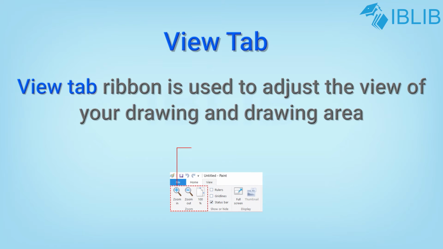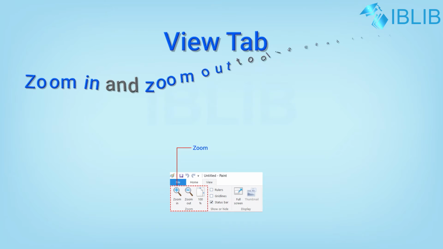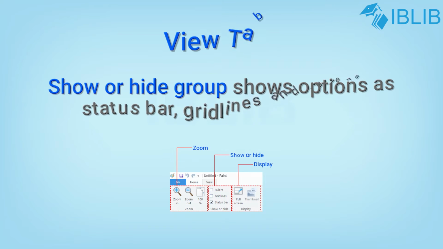The View tab provides various options on the View tab ribbon to adjust the view of your drawing and the drawing area. Zoom in and zoom out tools can be used repeatedly to get a closer or more distant view. In the Show or Hide group, you have options for showing and hiding the status bar, grid lines, and rulers.